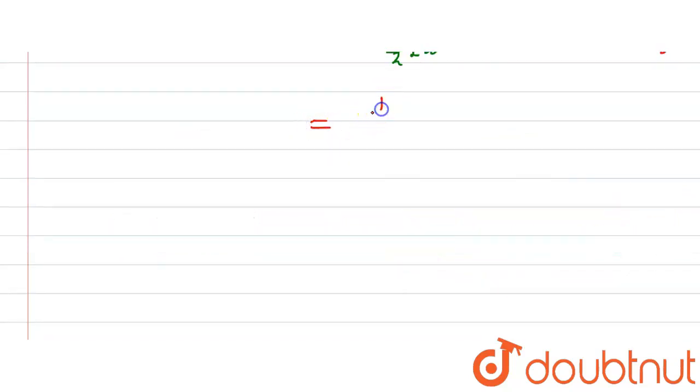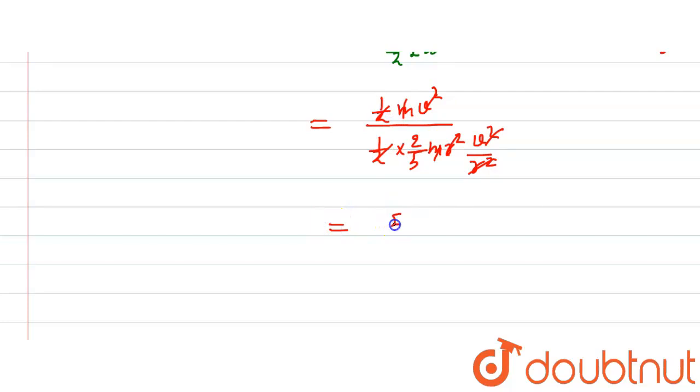So that means it's equal to half m v square upon half into 2 by 5 m r square, and here this is v square upon r square. r to r cancel, v to v cancel, m to m cancel, half to half cancel. So here it will come 5 by 2. That means 5/2. So this is the solution.